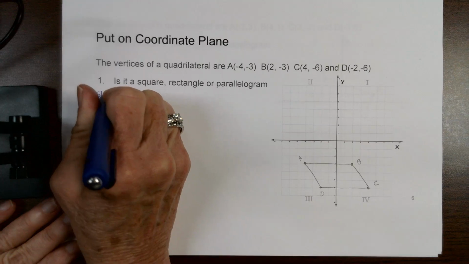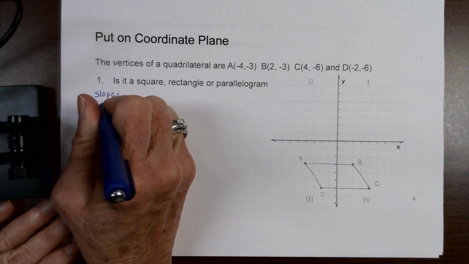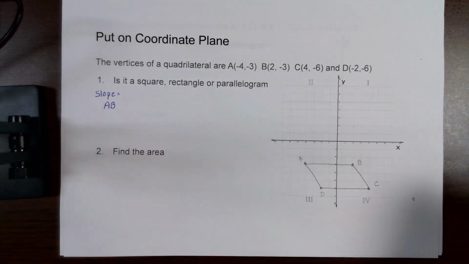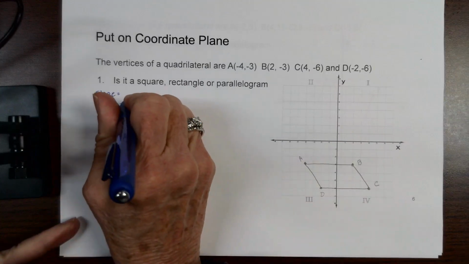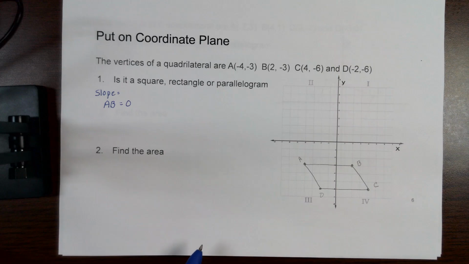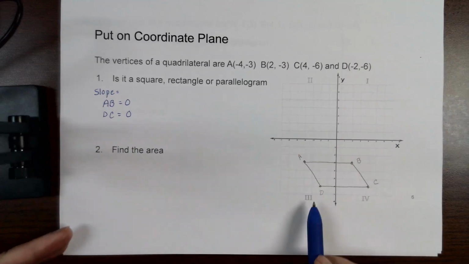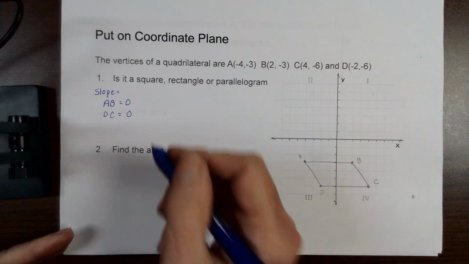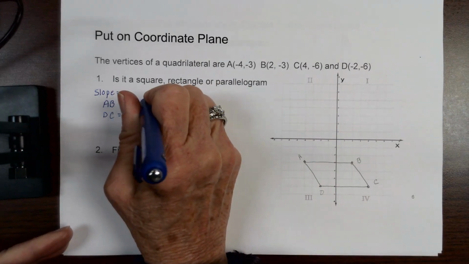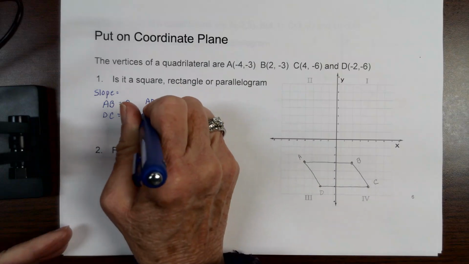So I want to use my calculator formula to check the slope. So slope of AB, if I put those in, I'm going to go to my formula. Okay, go to program, go to slope, and A is going to be -4, -3. B is going to be 2, -3. And I'm going to have a slope of 0, which should make sense because it's a horizontal line. If you did D and C, you should also get a slope of 0 because it's a horizontal line. So far so good.